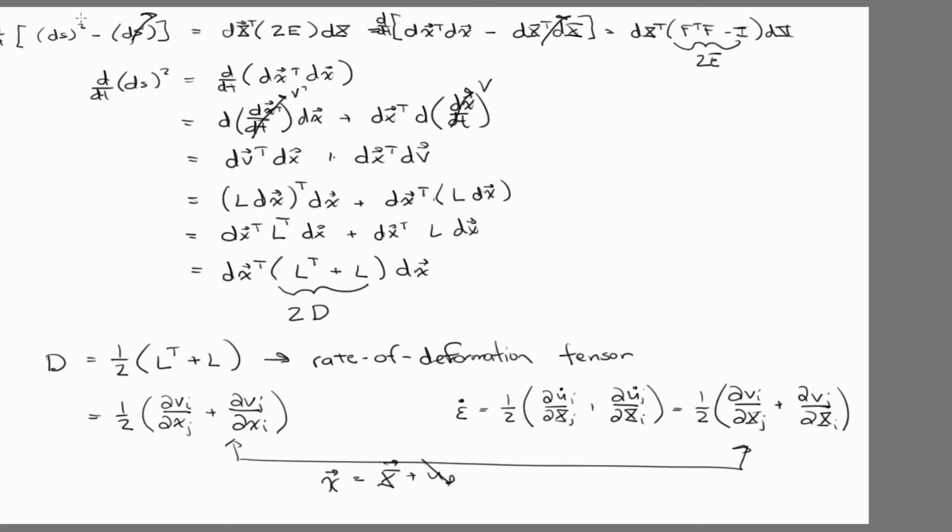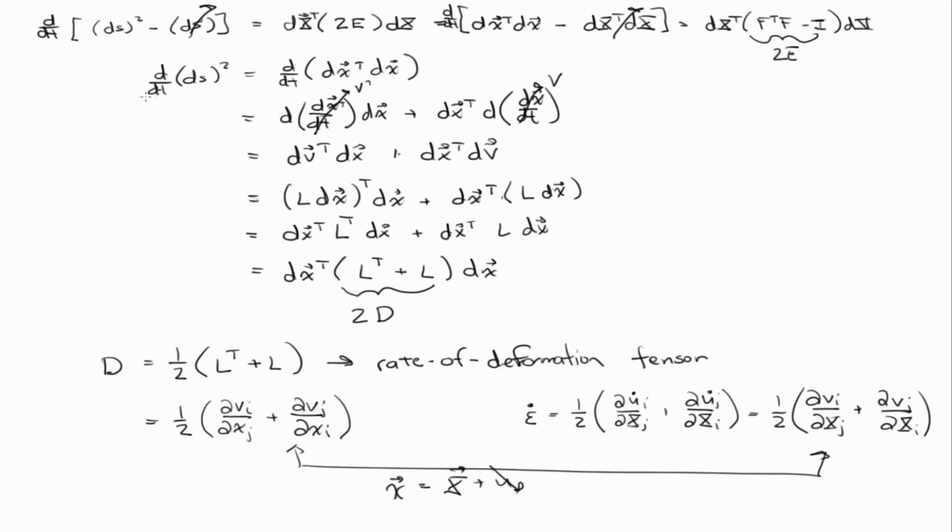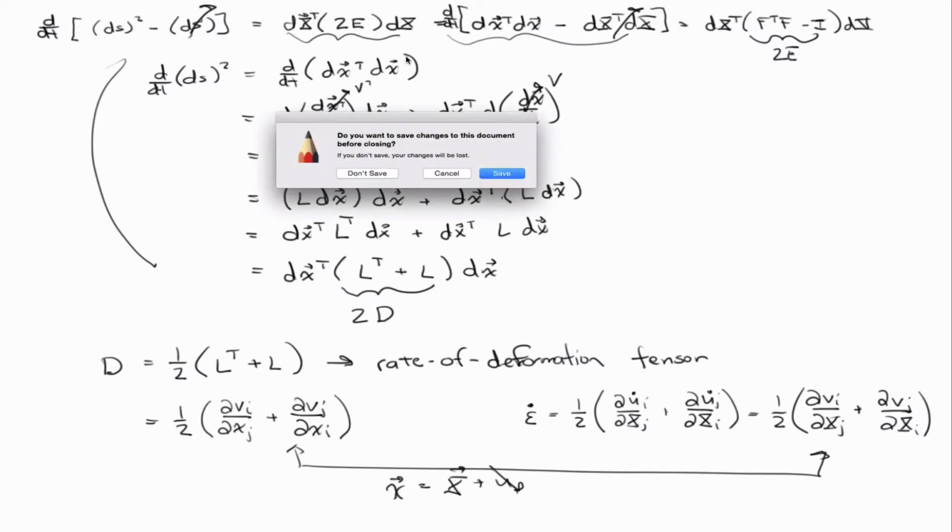All right, so if you remember, when I started this derivation, I chose to take the time derivative of this. And since now we have a definition for D, let's take the time derivative of this to try to determine what the rate of Green strain is. And it'll be apparent soon why we need all these things.